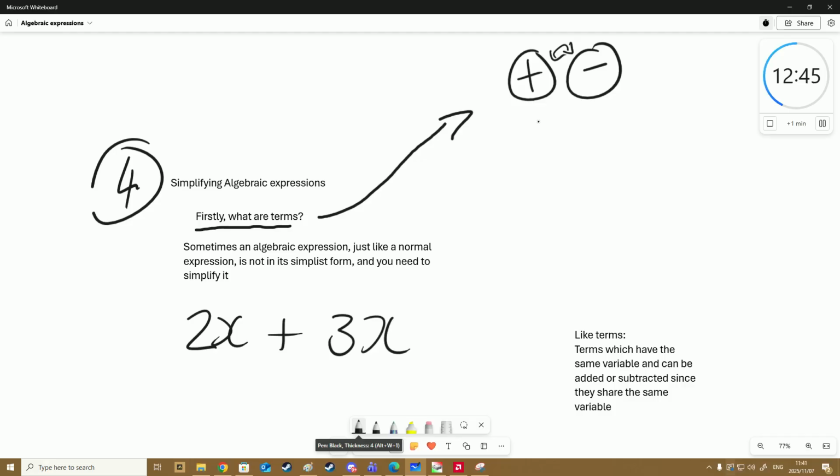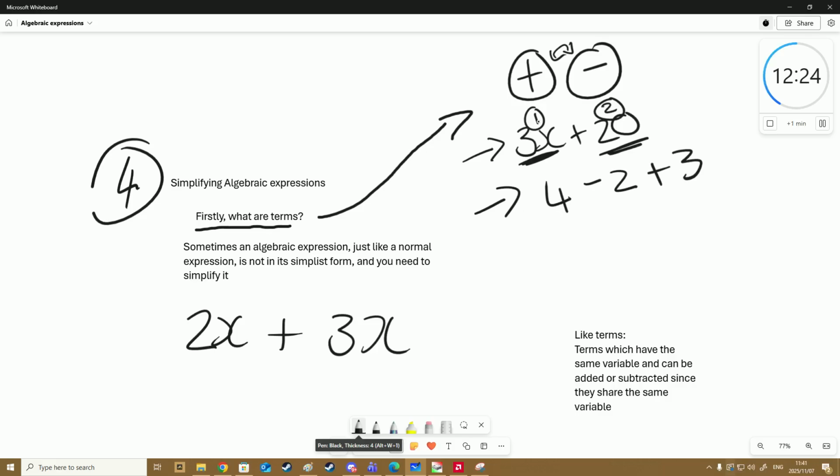So let's say, for example, I write 3x plus 20. This is the first term in our expression, and this is the second term in our expression. So this is an example of an algebraic expression, but let's say in a normal expression, 4 minus 2 plus 3, how many terms are in this normal expression?